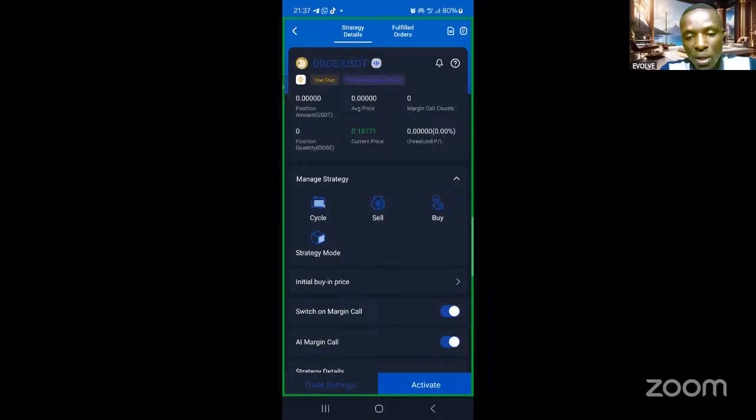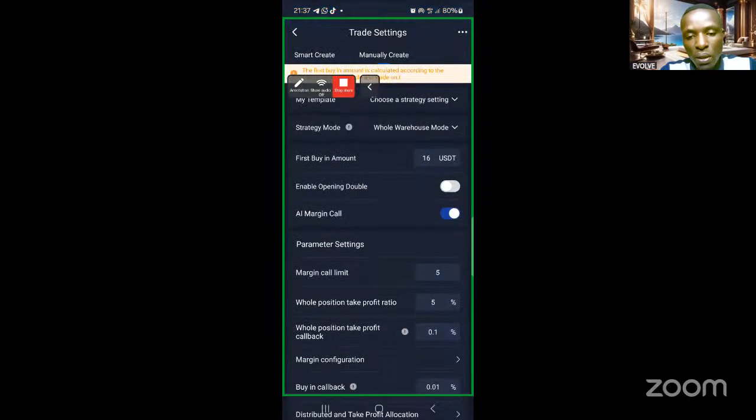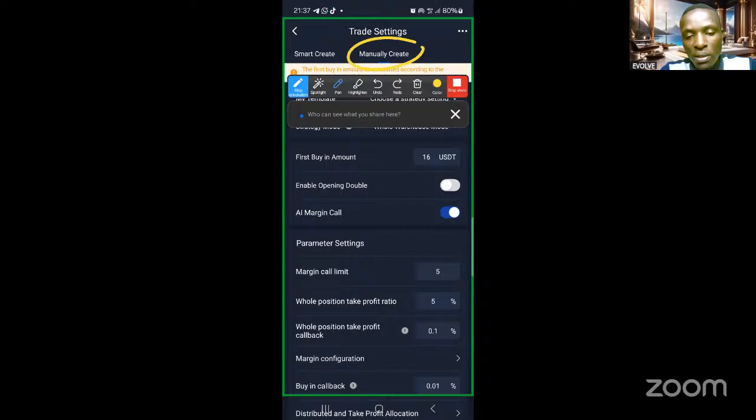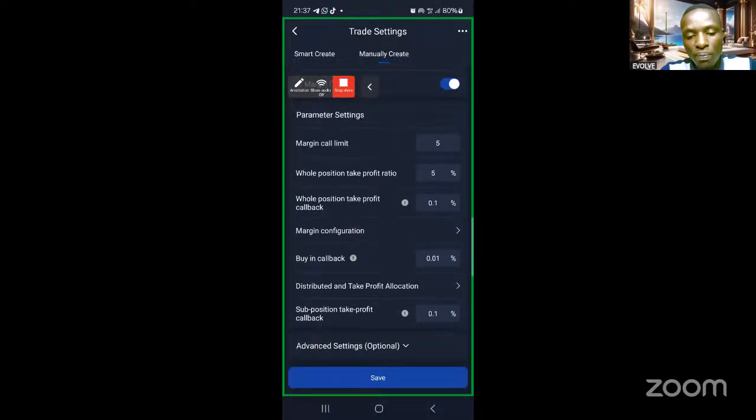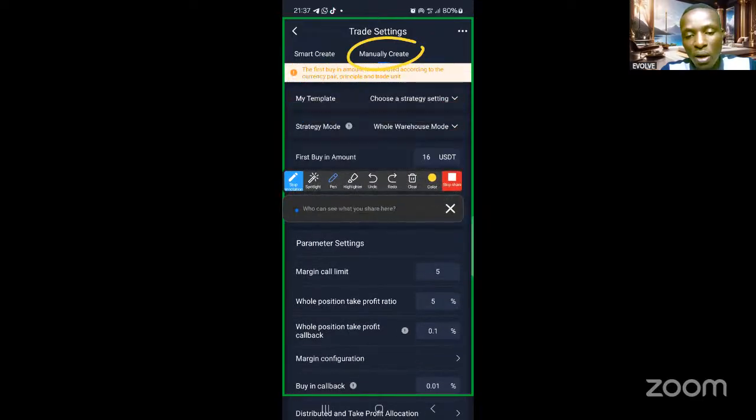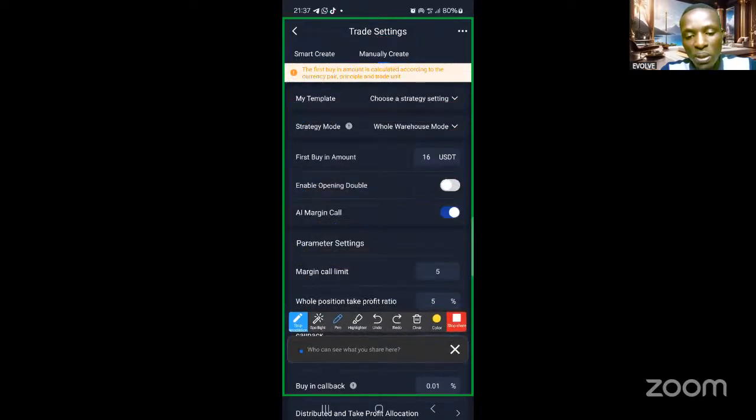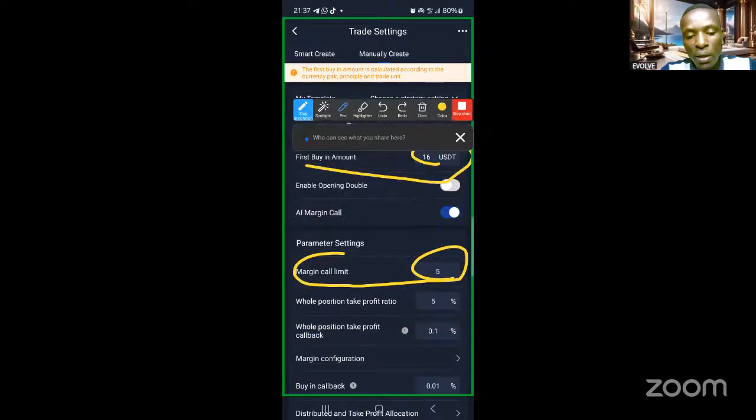This is the page where we are discussing today, trade settings. And then you tap on manually create, and this will show up. So the things I've been discussing today are on this page. First buying amount is here. Margin call limit is here. And then the margin call configuration is here.